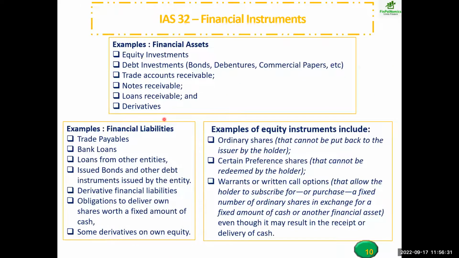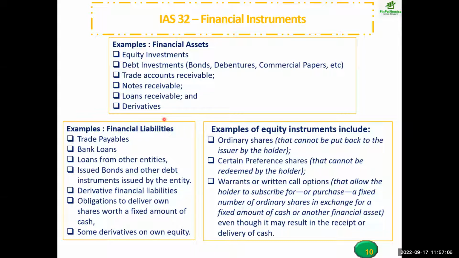Now, when we talk about financial assets, as I've broken it down earlier, we are talking of equity instruments, we are talking of debt investment, we are talking of trade receivable, we are talking of notes, bills receivable, loans receivable, and derivative assets. When we talk about financial liabilities, we are talking of trade payables, bank loans, loans from other entities, bonds and other debt you issue, derivative liabilities, obligation to deliver own shares worth a fixed amount of cash, and some other derivatives written on your own shares.